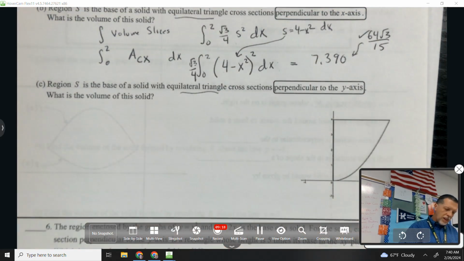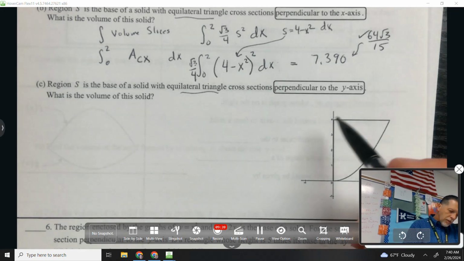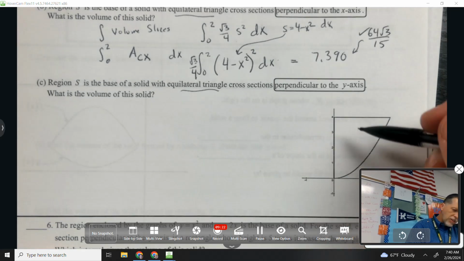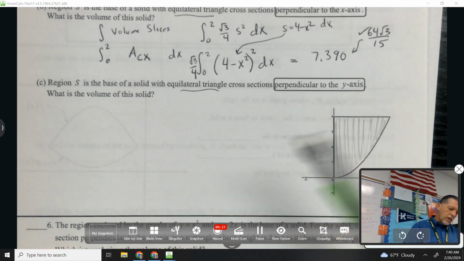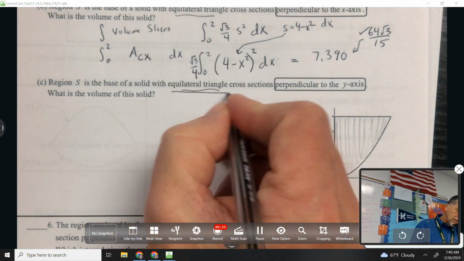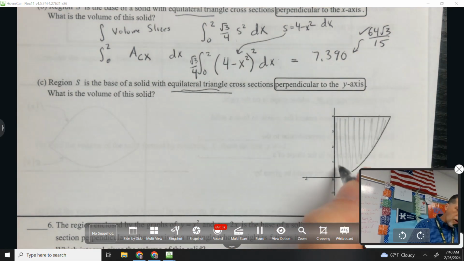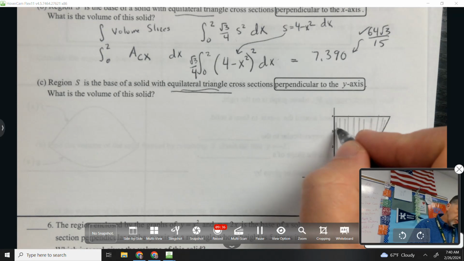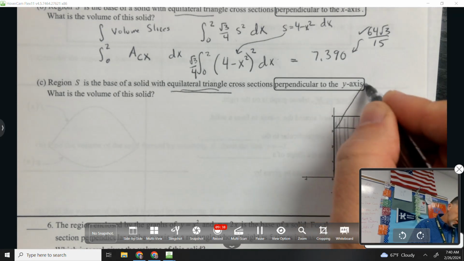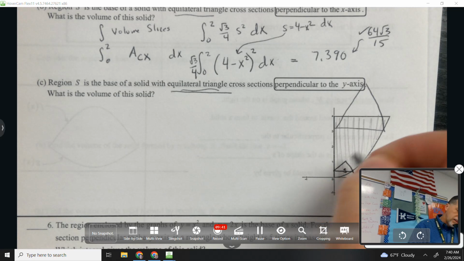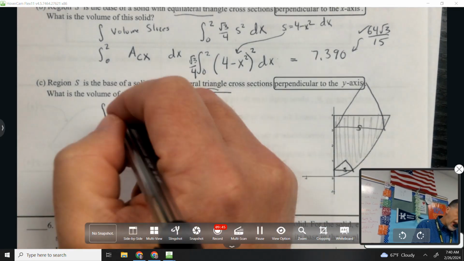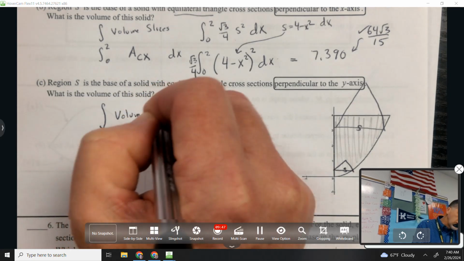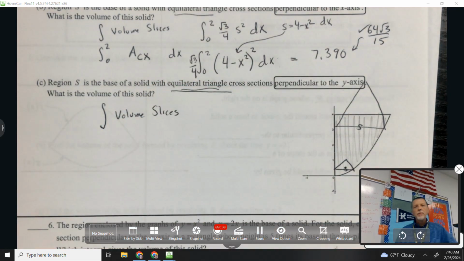Okay, question C. They give us another picture to play with here. Region S is the base of a solid, so it's that same region. But now our equilateral triangles are perpendicular to the y-axis. So we got triangles coming up out of the page, but perpendicular to the y-axis. So again, I'll start over again. We're going to add up all the volume slices.